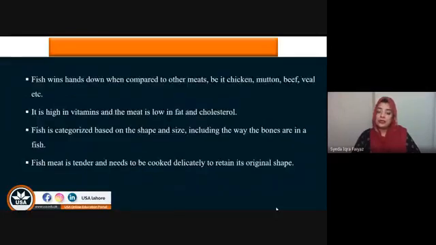Fish goes hands down ahead when compared to other meats, be it chicken, mutton, beef, veal, etc. Fish is a complete meal. It is nutrient dense, so when it comes to other meats, for example chicken, mutton, beef, fish will hands down win because of its nutrient content. It is high in vitamins and the meat is low in fat and cholesterol. The best part is that it is overloaded with vitamins and along with that it is very low in fat and cholesterol.